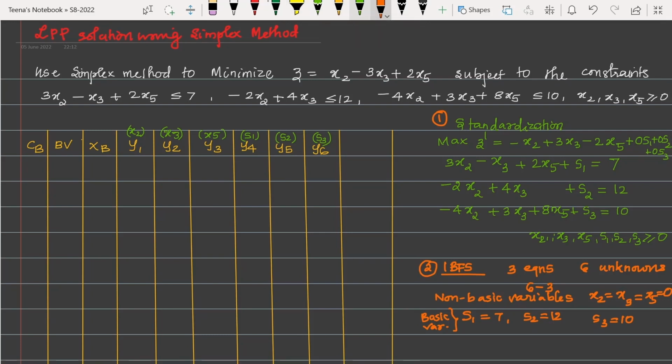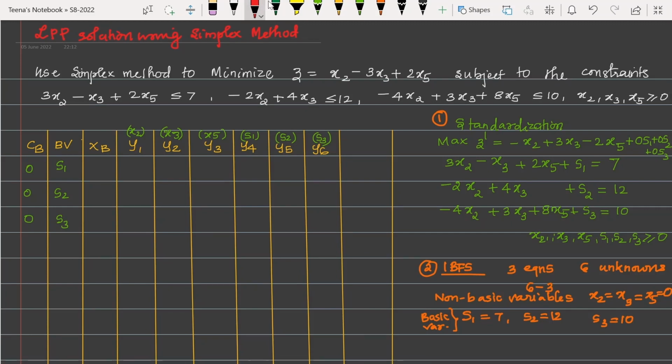Now let us solve the given LPP. So let us write here the basis. The initial basic variables are s1, s2 and s3. S1, s2, s3 are the basic variables in the initial iteration, and all these are with cost equal to 0. So let us write here the cost.